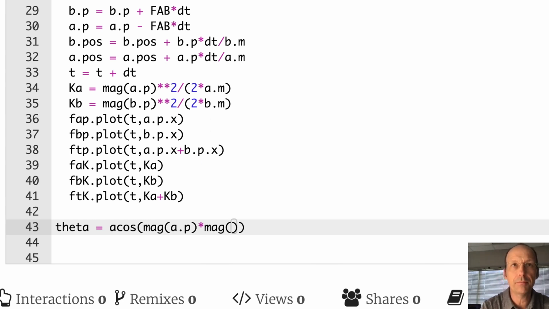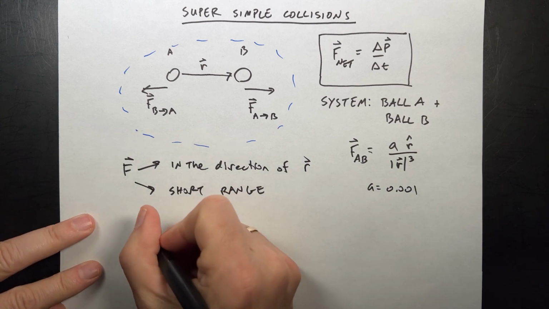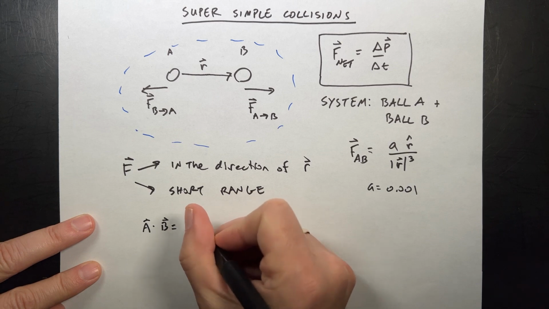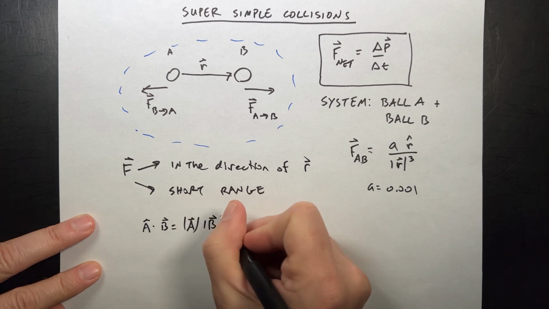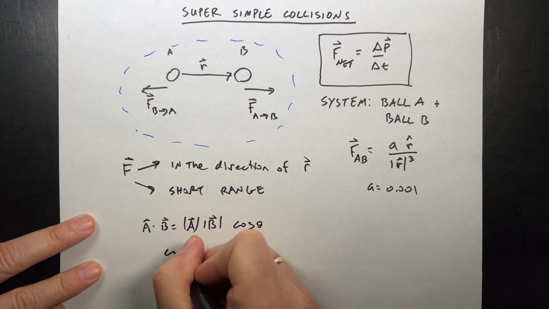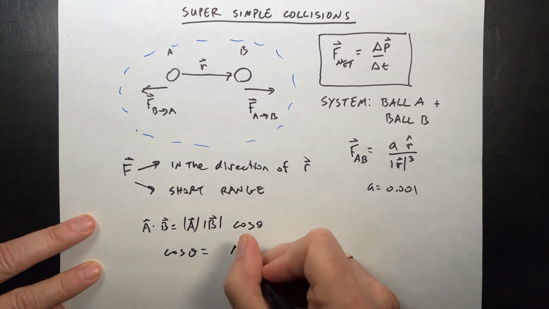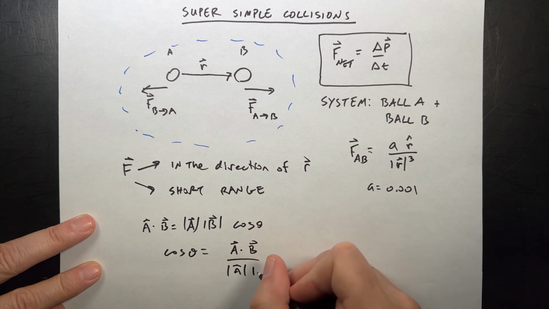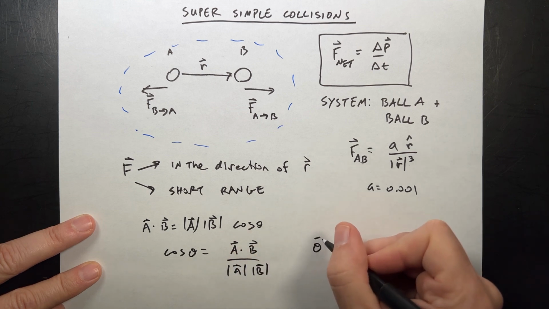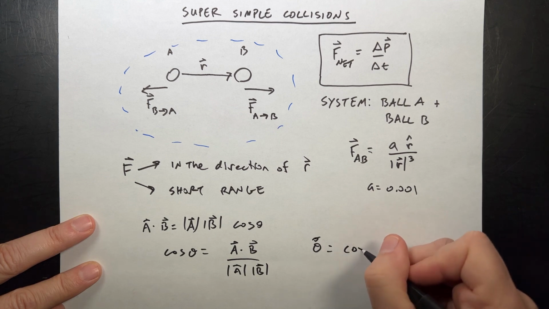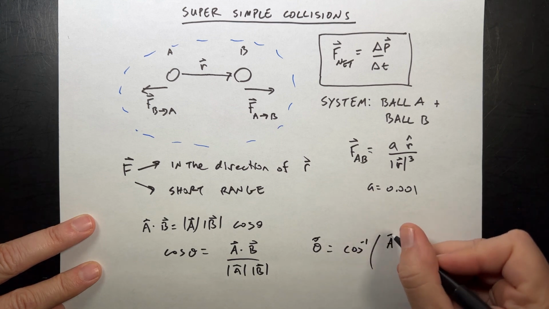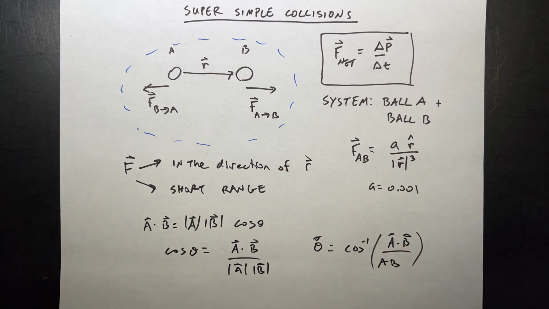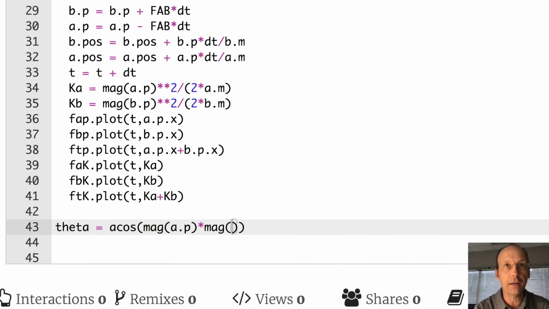Let me switch to the paper because okay, so let's see. A dot B equals A B cosine theta. So no, I got it wrong. Cosine theta is A dot B over A B. So theta is going to be the inverse cosine of A dot B over the magnitude of A times B. Okay, I did do that backwards. Good thing I wrote it down. Sometimes you just got to take a break and write things down.